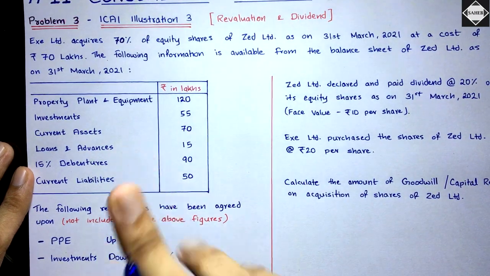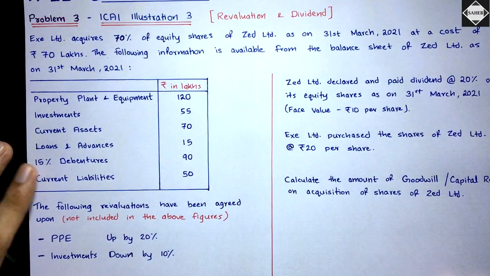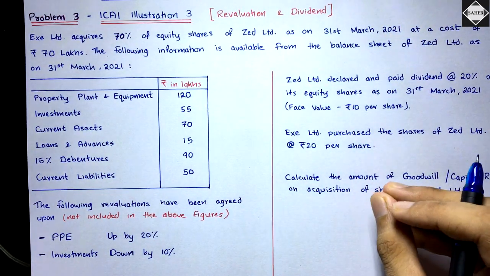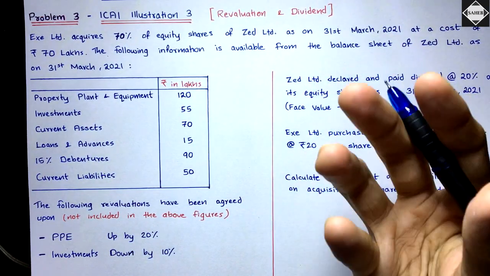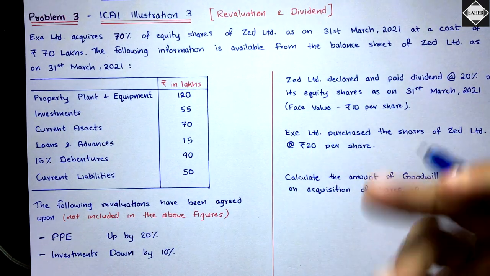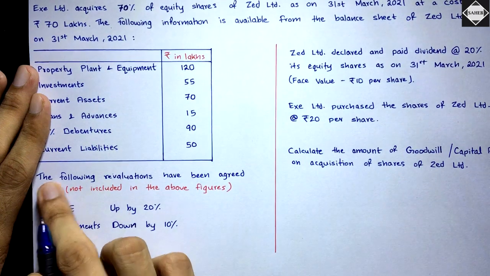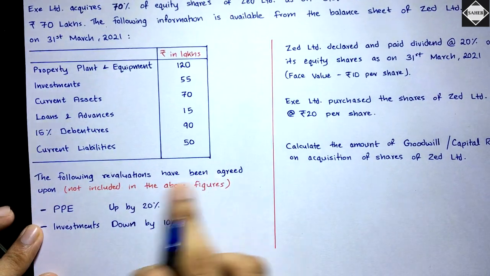Is that clear? So it's a simple and straightforward question. Fine. But you all know that in cost of control we take what? Market value of the net asset. Yeah, the revalued amount of the net assets, isn't it? So here in this question they have said, see here, the following revaluations have been agreed upon.